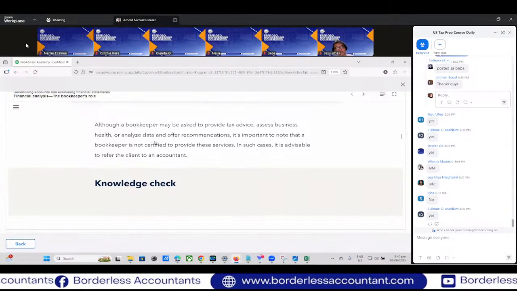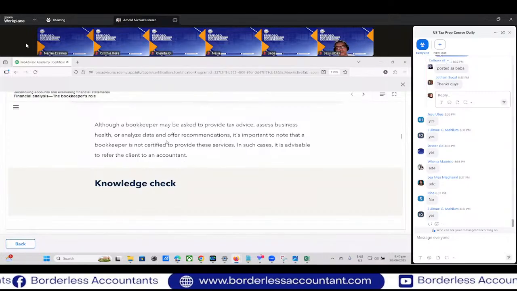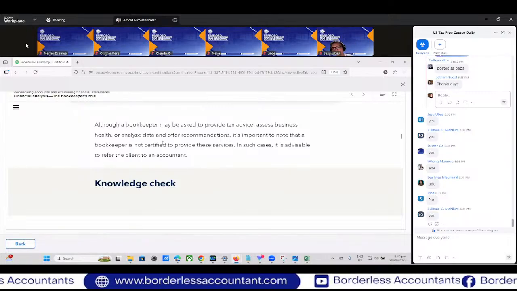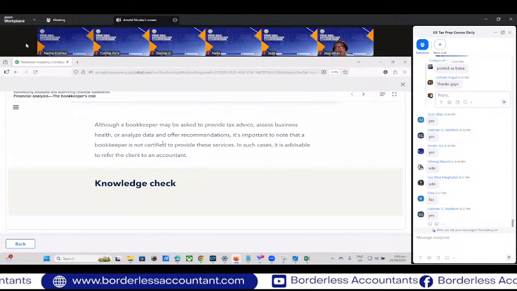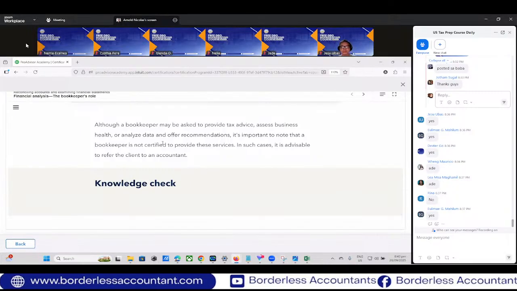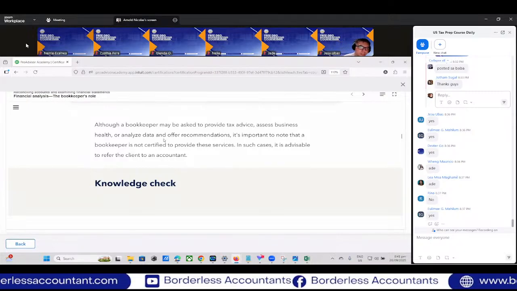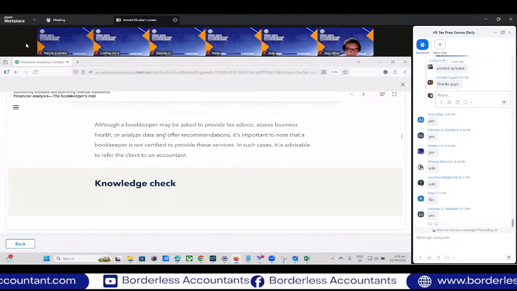Although a bookkeeper may be asked to provide tax advice, assess business health, or analyze data and offer recommendations, it is important to note that a bookkeeper is not certified to provide these services. In such cases, it is advisable to refer the client to an accountant.